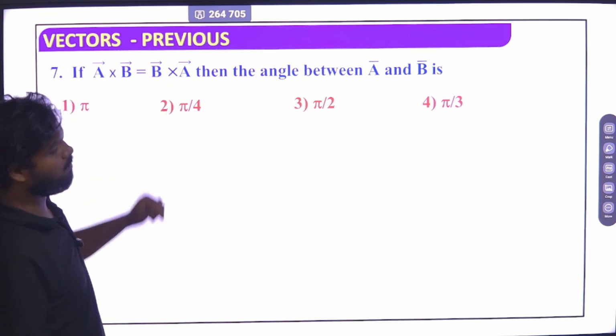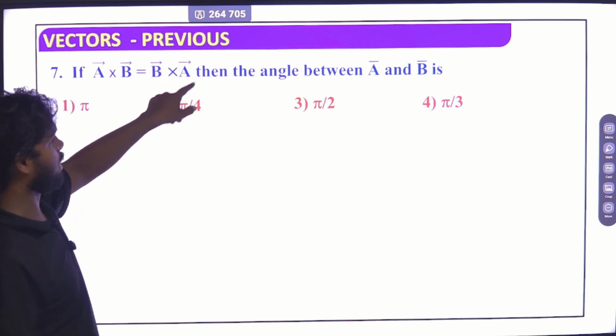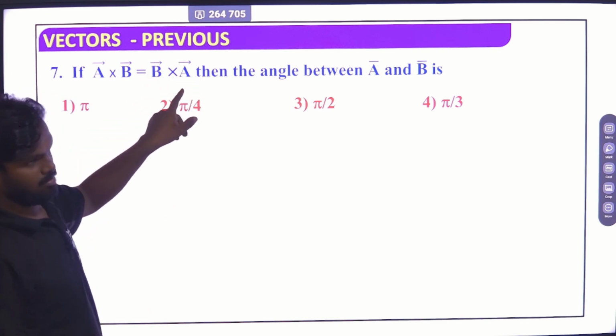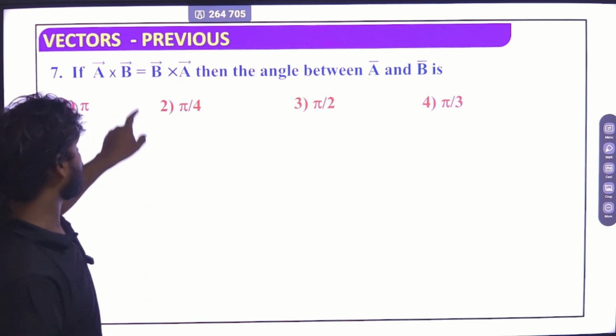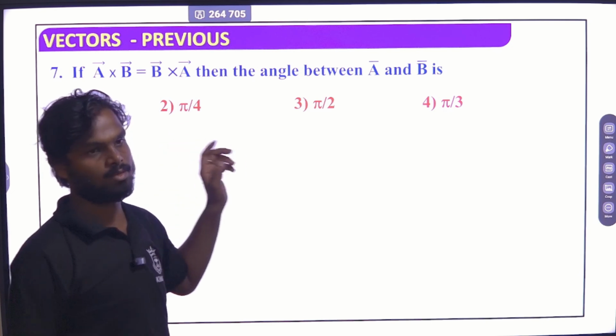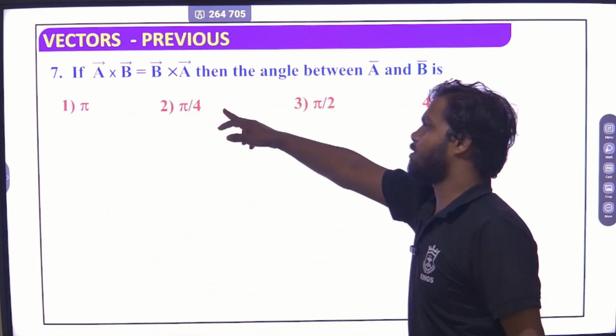But if you put pi by 4, there will be a minus sign, because in reality it is with a minus sign. If you remember the property, it is with a minus sign. So here you will get a minus sign. Are you getting my point? So that means this option will not be correct.